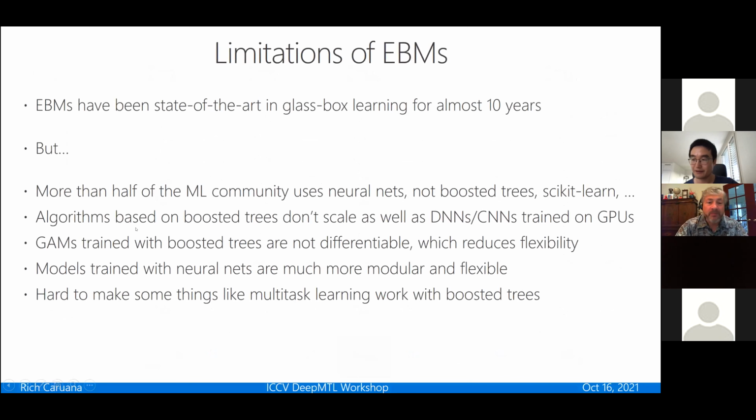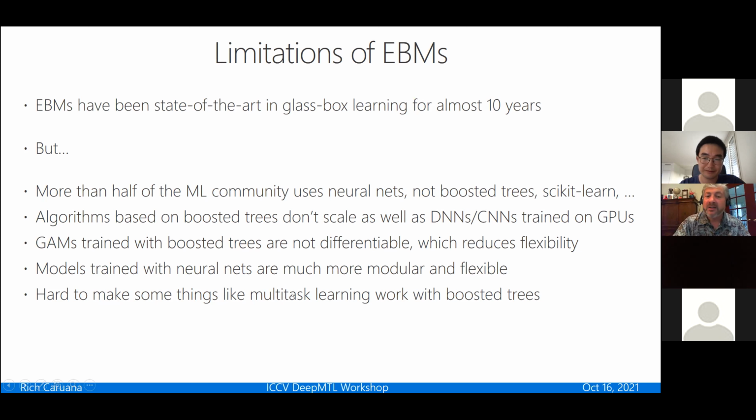So there are problems though. Hey, half of the world doesn't use boosted trees. They use neural nets. And these things don't scale. Boosted trees are harder to get working at high scale on GPUs, whereas neural nets are easy now to make work on GPUs. And it turns out the GAMs trained with boosted trees are not differentiable, and that reduces their flexibility. And neural nets are a lot more modular and flexible. I'll show you examples of that.